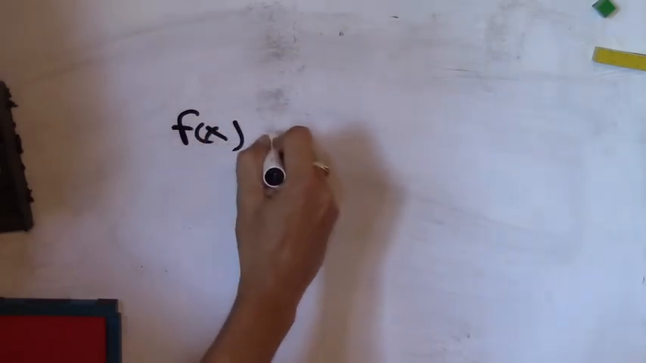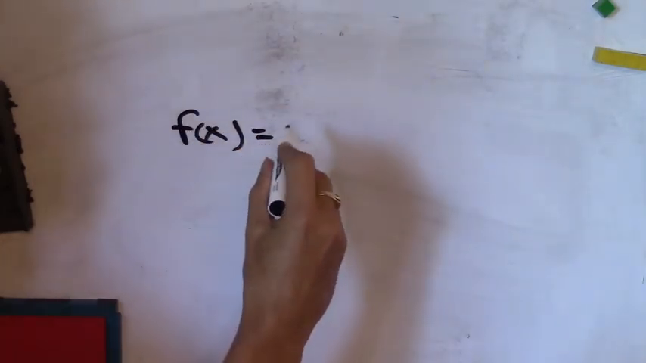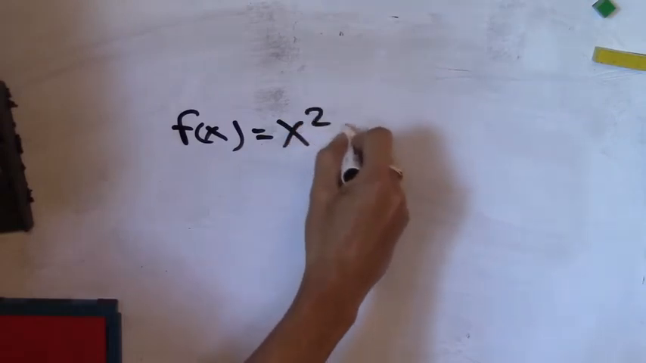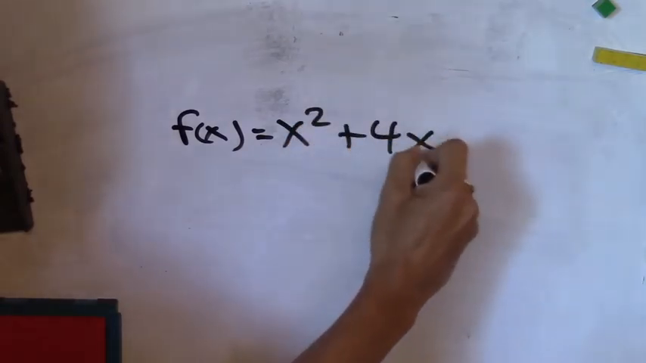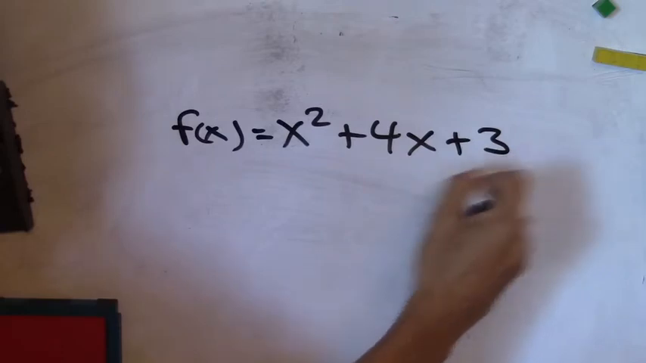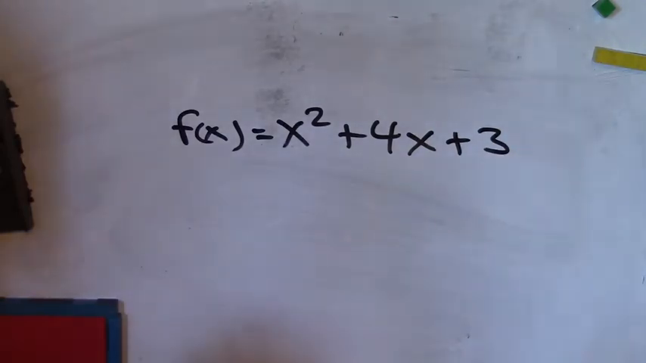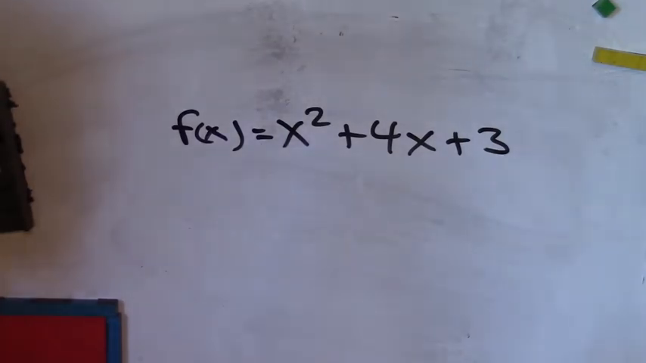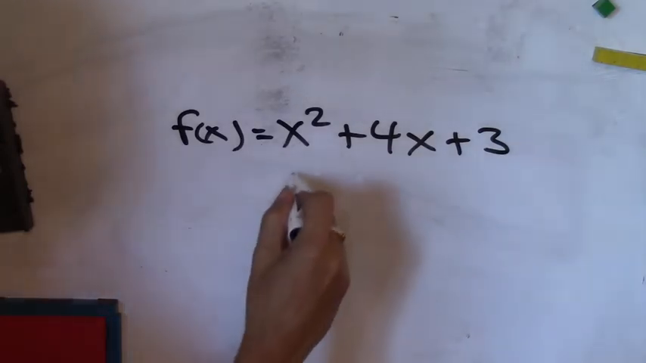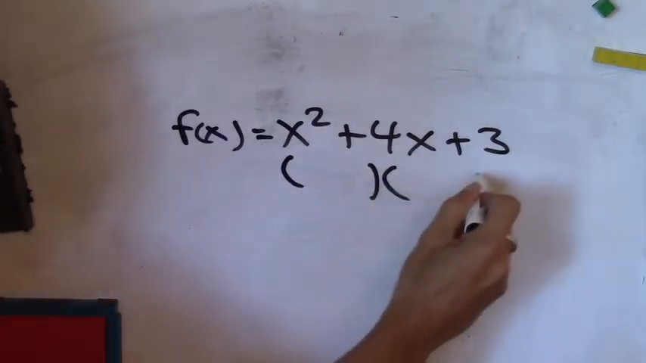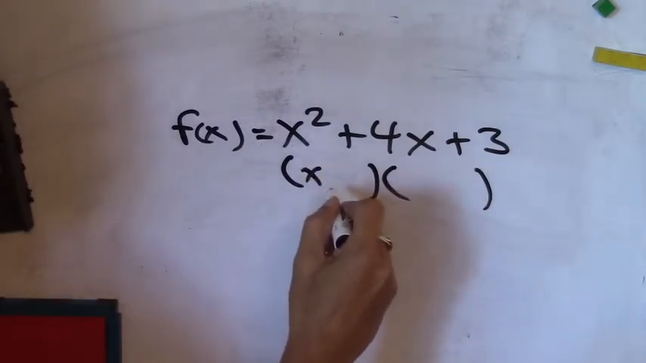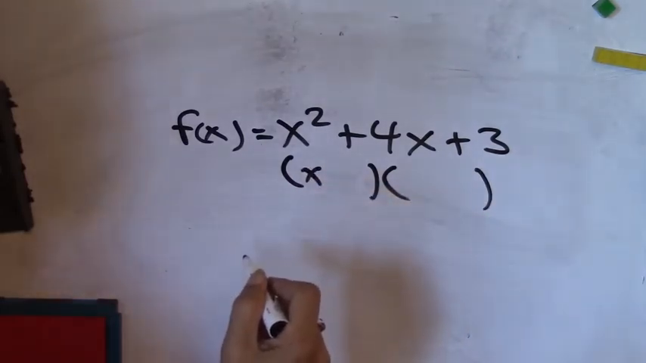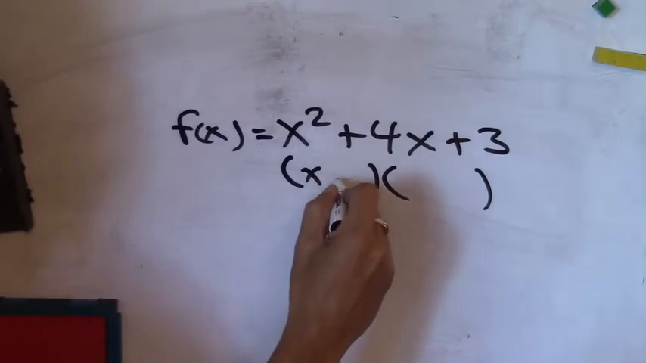F of x equals x squared plus 4x plus 3. Completing the square on this one should be a no-brainer. Factors. So you have x plus 1 and x plus 3. I'll take it.